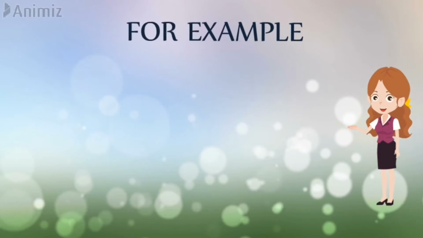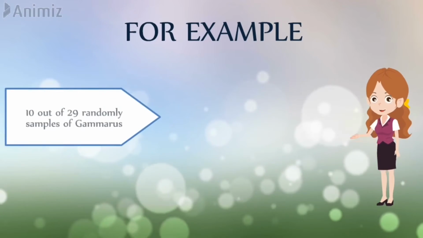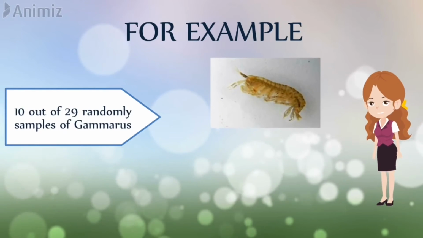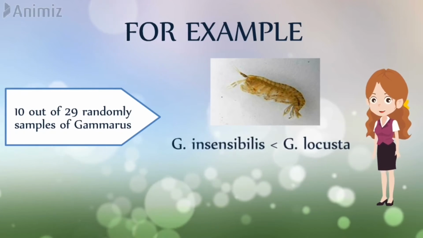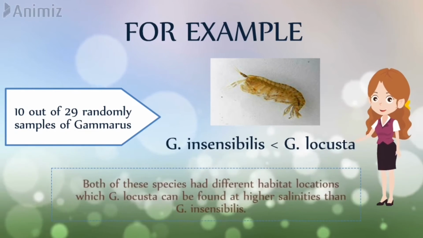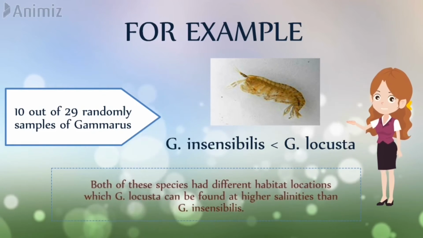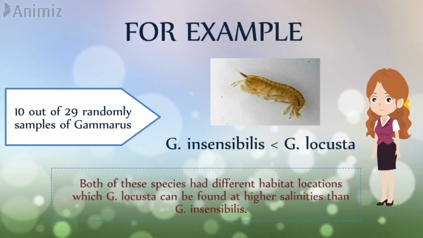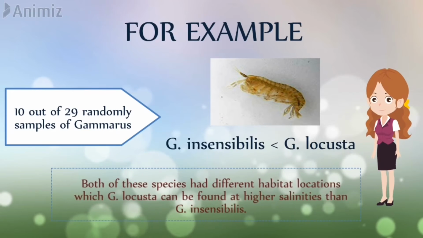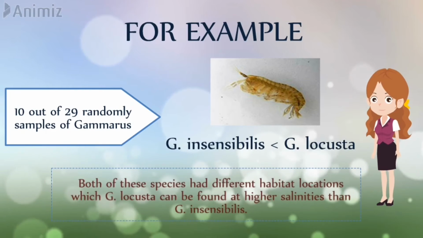For example, the existence of Gammarus species had been recorded from Ria de Alvor, where 10 out of 29 randomly sampled Gammarus were identified as G. insensibilis, while the other remaining species were known as G. locusta. However, both of these species had different habitat locations, where G. locusta can be found at higher salinities than G. insensibilis. It is possible to have both species in a similar habitat area, but future study needs to be conducted.